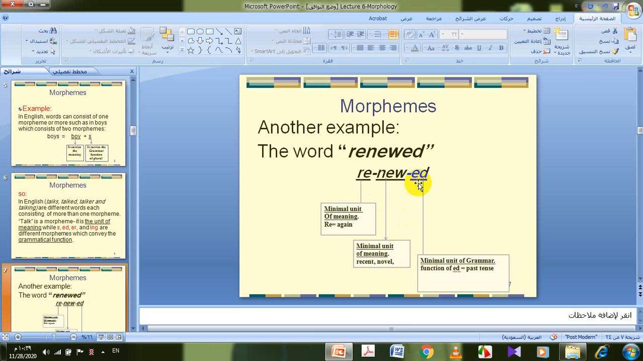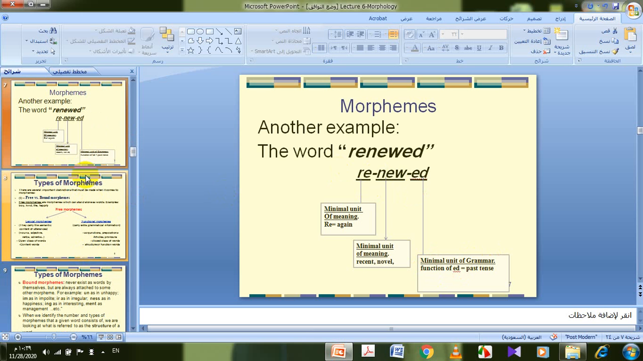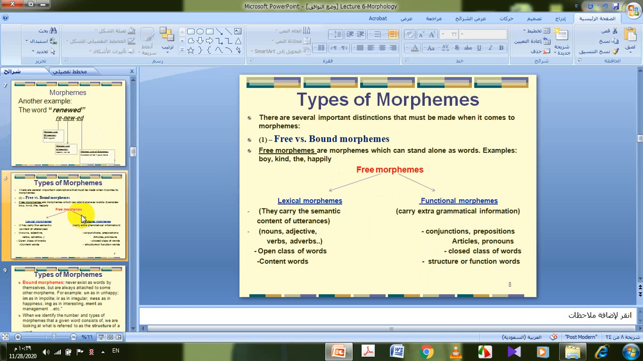However, ed is a minimal unit of grammar. The function of ed is the past tense. It conveys the grammatical function, the minimal unit of a grammatical function. Good. So the example here is clear cut. Good. Let's go to types of morphemes.